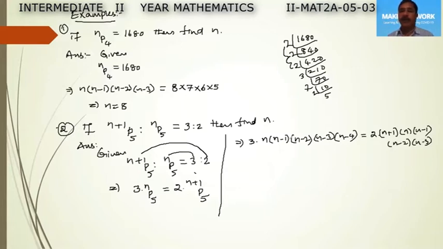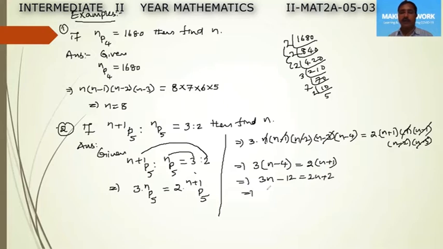Now equal values on both sides will get cancelled. n into n minus 1 into n minus 2 into n minus 3 on both sides will get cancelled. Right? Now write the remaining values on both sides: 3 into (n minus 4) is equal to 2 into (n plus 1). Now by solving this equation, we can find the value of n. 3n minus 12 is equal to 2n plus 2.